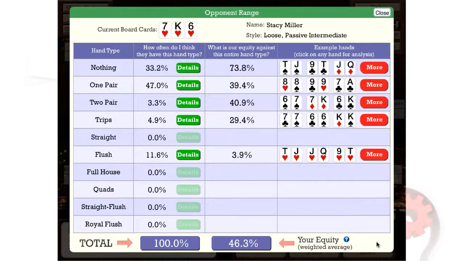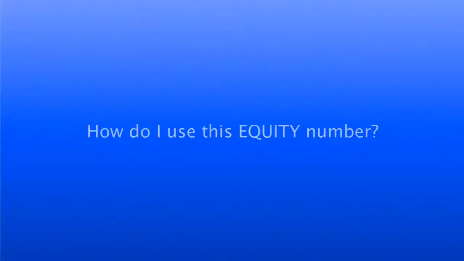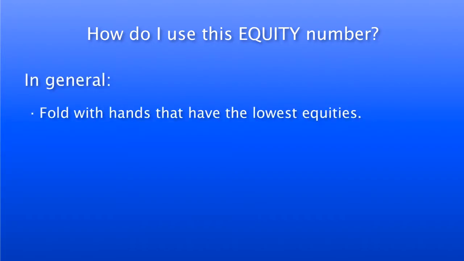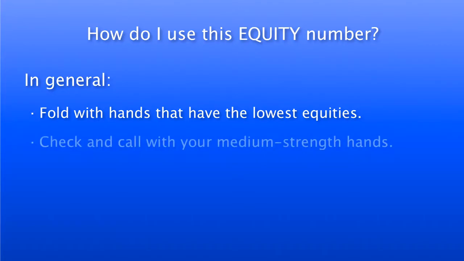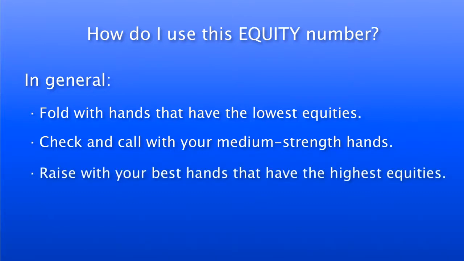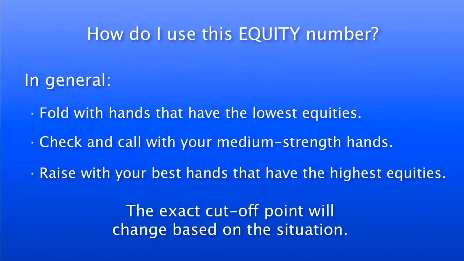The final question you might be asking then is this: how do I use this equity number exactly? Is there a magic percentage, for example, anytime my win rate is over, say, 70%, I should raise? Well, it's not that easy. But it is true that in general you should be folding with your worst hands that have the lowest equities, checking and calling with your medium strength hands, and raising with your best hands that have the highest equities. The exact cutoff point will change based on the situation.